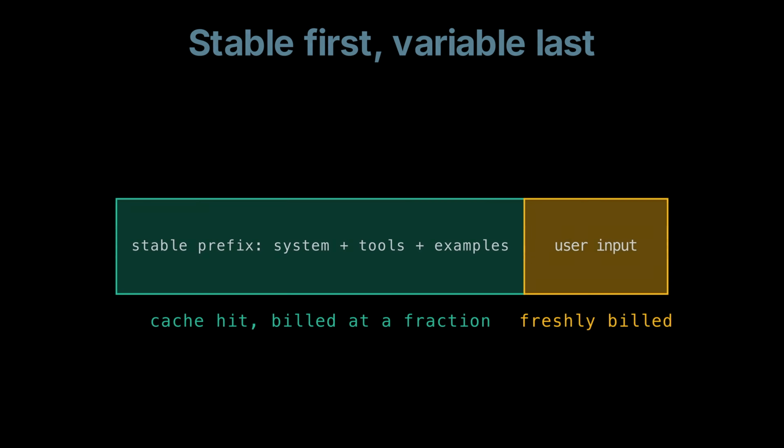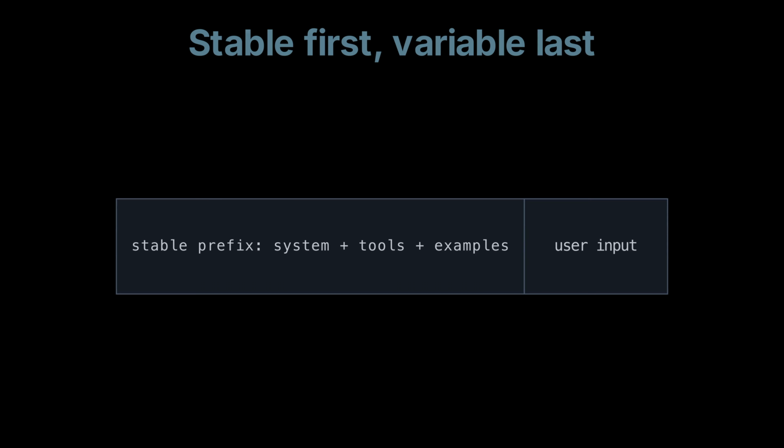Lesson 5, and this one is a direct way to cut your cost. Put the parts that never change first, your system rules, your tool definitions, your examples. And then put the part that does change, the user's actual input, last. Why does the order matter? Because prompt caching bills that fixed prefix at a fraction of the price on later calls. Keep the stable part stable and at the front, and you stop paying full price for it over and over.